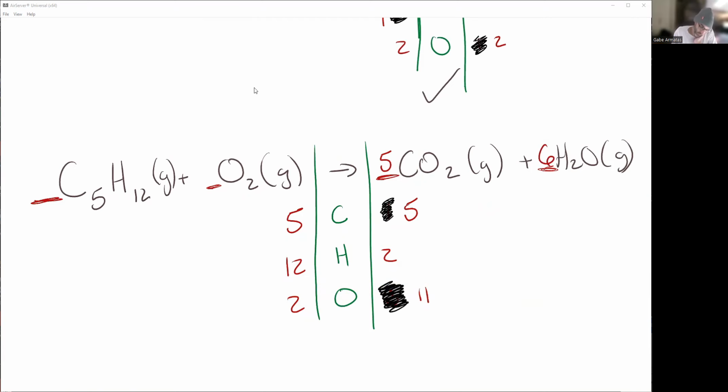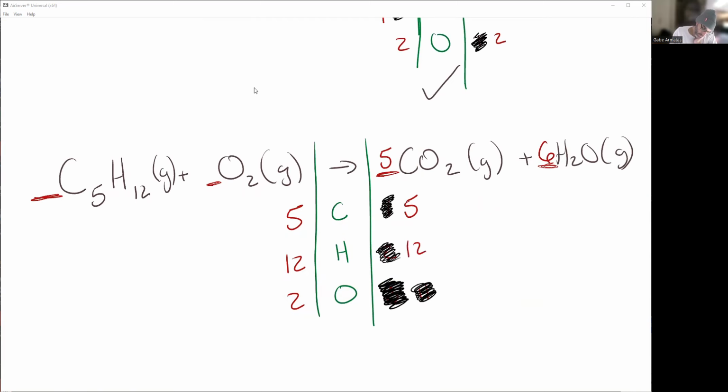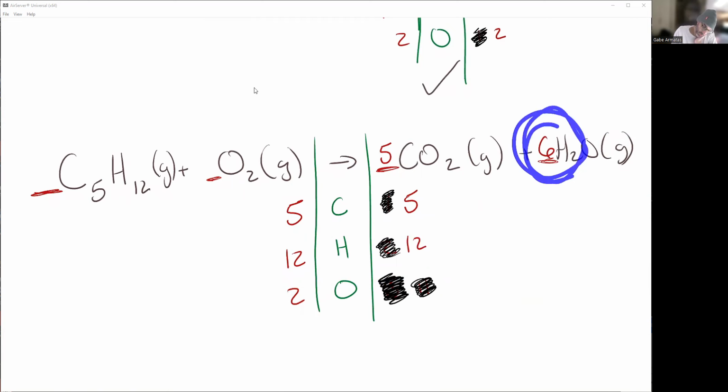Because I put a 6 in front of H2O, I'm changing the hydrogens. I'm also changing the oxygens. So let's do a quick number count here. I have 12 hydrogens, right? So 6 times 2 is 12. And then I have 10 oxygens here, and over here, I have 6 oxygen, for a total of 16 oxygen on that side. Okay, so 16 oxygen total.